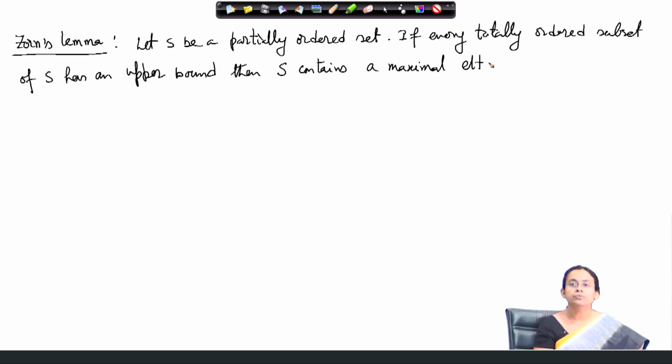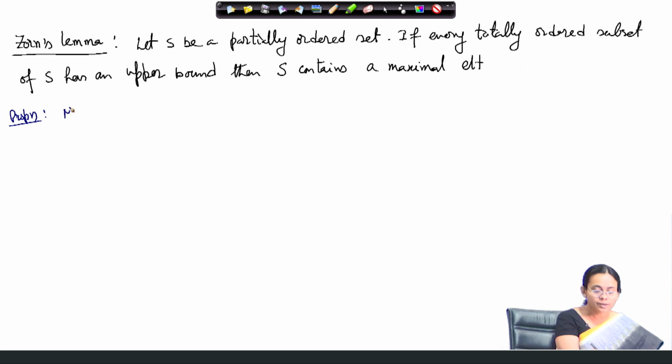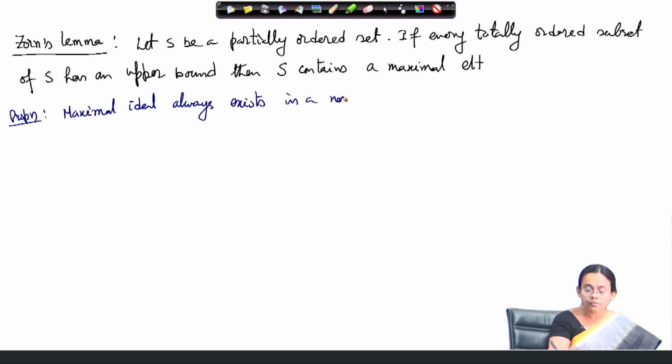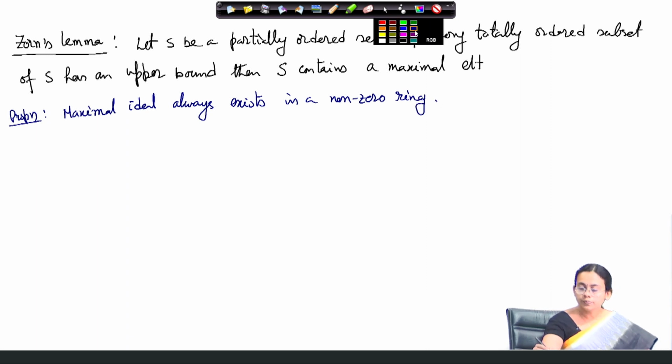This I will be using to prove the fact that in every non-zero ring there exists a maximal ideal. So, let me prove that statement, the proposition that maximal ideals always exist in a non-zero ring. Let us go into the proof. I will be proving it using Zorn's lemma.